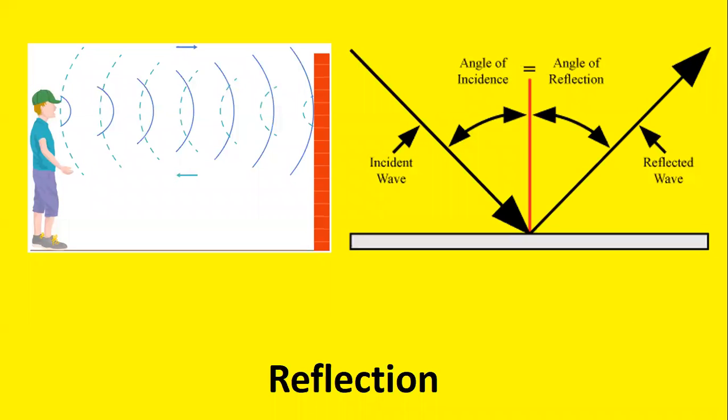So in reflection, an echo is bounced back towards the source of the sound. Reflection occurs when waves bounce back from a surface that they cannot pass through. Reflection can happen with any type of waves, not just sound waves. For example, light waves can be reflected. In fact, that's how we see most objects. Light from a light source, such as the sun or a light bulb, shines on the object and some of the light is reflected. When the reflected light enters our eyes, we can see the object.